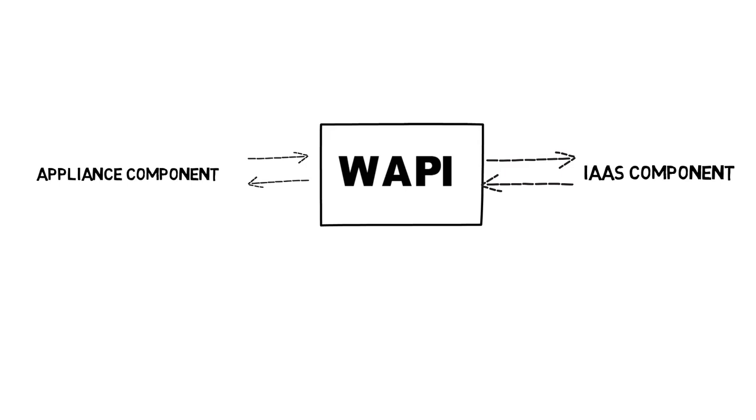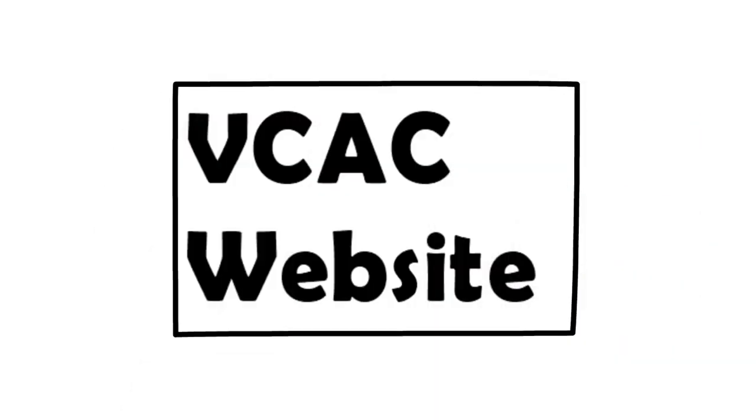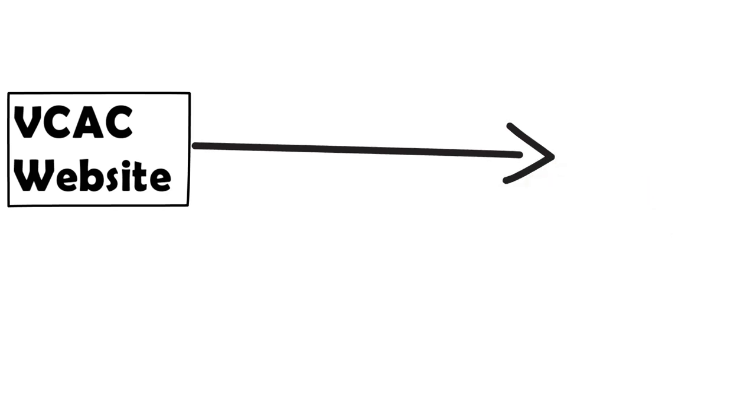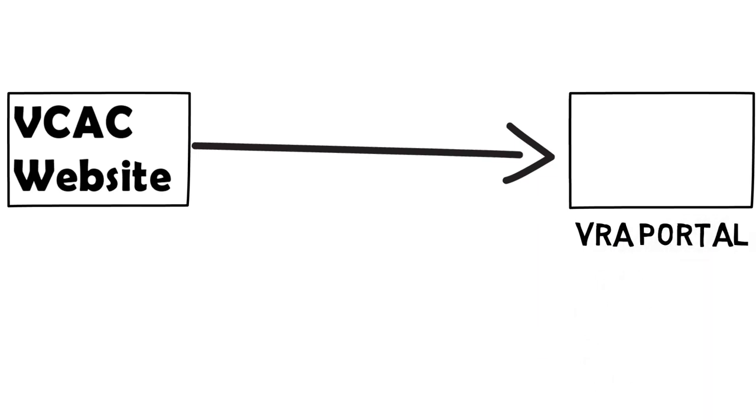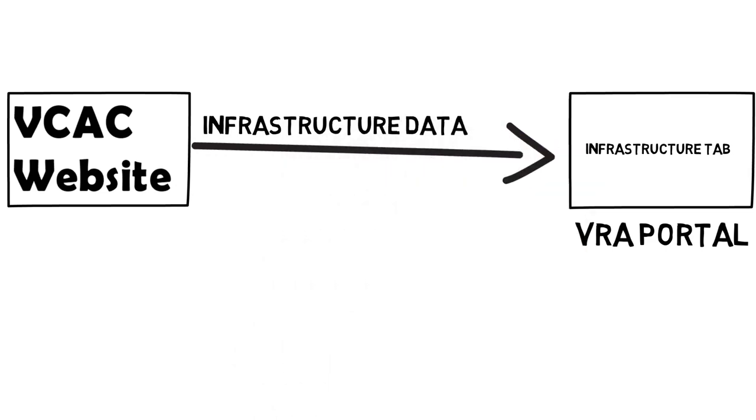The next website we have is the VCAC server. To understand what the VCAC server does, we need to understand what is happening in the VRA portal. Since the VRA portal is a website, it has multiple tabs inside it, like the home tab, the catalog tab, the design tab, the infrastructure tab, the administration tab. Out of these tabs, the infrastructure tab shows data coming from the infrastructure components. All this data in the infrastructure tab is provided by the VCAC website. So now you know what the VCAC website does.